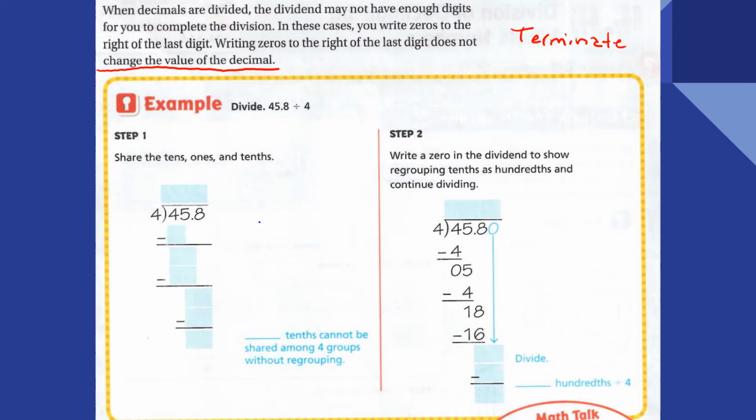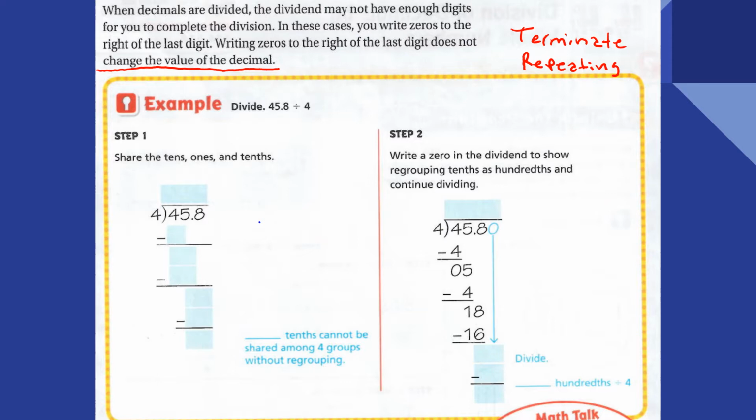Sometimes, unfortunately, we get a repeating decimal. And if that happens in 5th grade, we won't usually repeat more than a couple of times, but it does happen that no matter how many zeros I add, we get the same digit as a remainder. So let's look at that for a second.